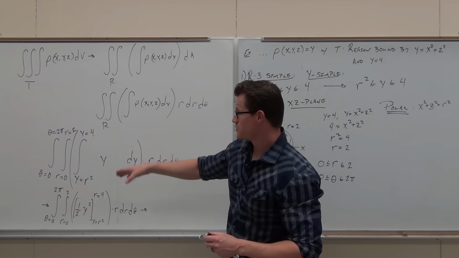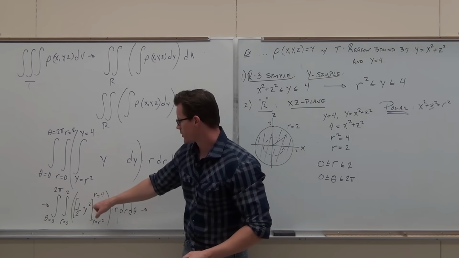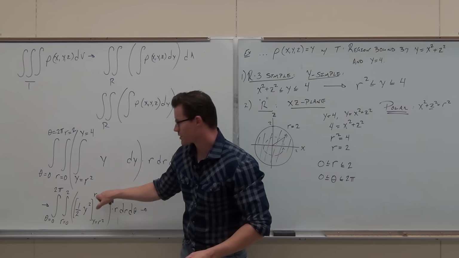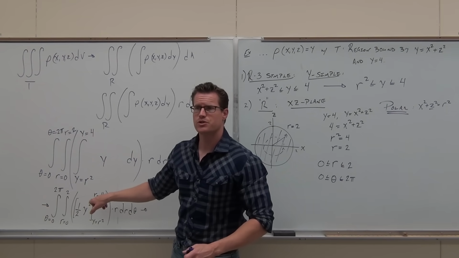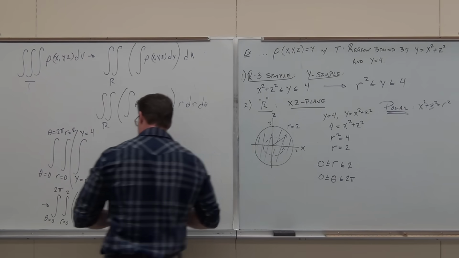You're still going 0 to 2 pi, you're still going 0 to 2. Did you all get the 1/2 y squared? And then y goes from r squared to 4. Did you all make it that far? Which one do we plug in first, the 4 or the r squared?